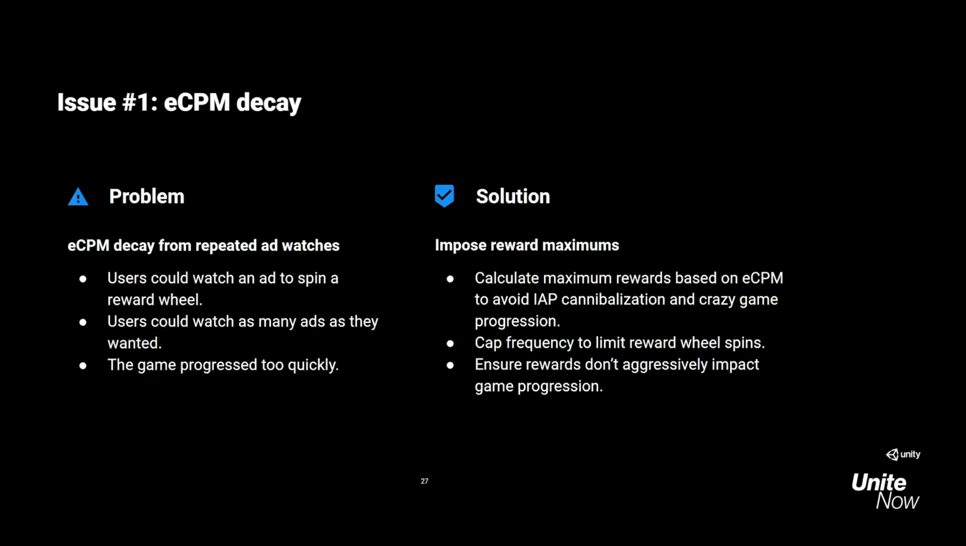We helped the developer translate their ad eCPM into their in-game rewards. So basically, we mapped the maximum rewards based on the eCPM to avoid IAP cannibalization and crazy fast game progression. We then recommended frequency capping via cooldowns, for example, spinning once every 4 hours instead of spinning constantly, and we rebalanced the rewards around this cooldown. So we wanted to make sure that the rewards from the ad watching didn't crazily impact the game economy and progression.